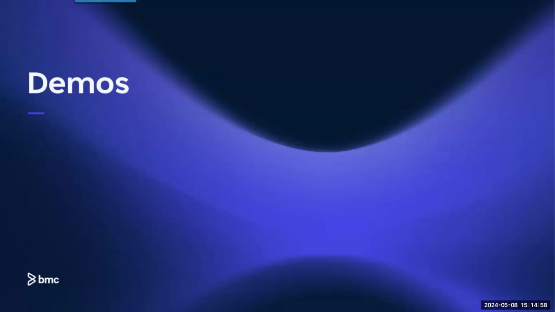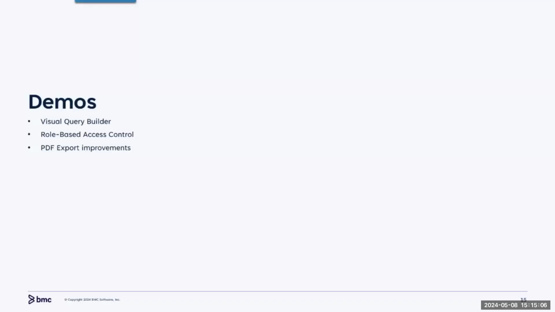We'll now go to our next section of this presentation, which is the product demos. Of all the features that are part of this release, we are going to demonstrate to you 3 key feature sets: Visual Query Builder, along with Metadata Studio, which is the tool that you will use to configure or create metadata views; then role-based access control; and PDF export enhancements. So let's look at the product demo now.